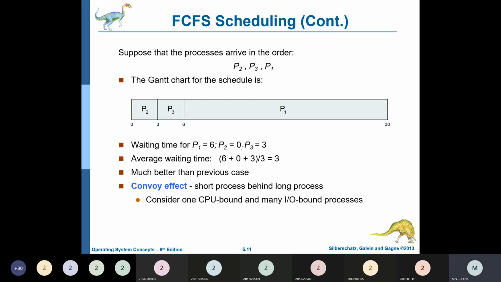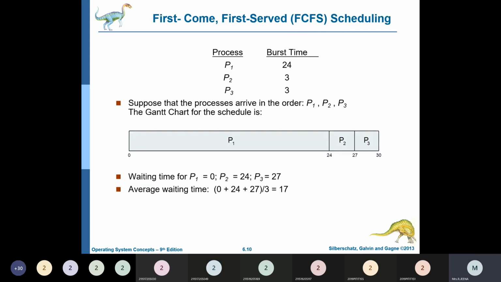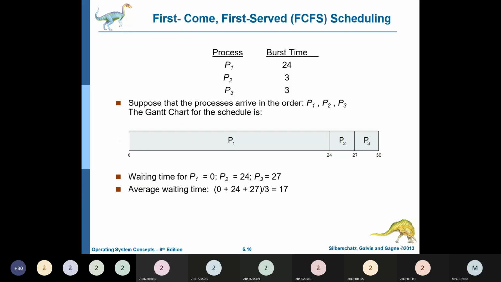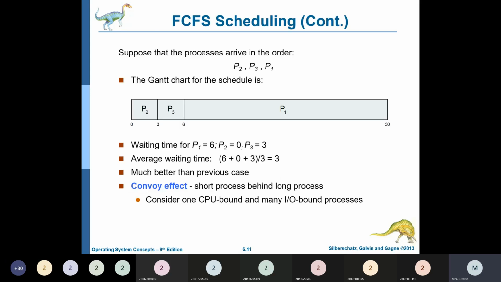Now compare the previous scenario and this scenario. The average waiting time has a major difference. At first we got 17 milliseconds, and now we got only 3, which is a very major difference. It indicates that in the first scenario, if it comes this way, we will have a longer waiting time, which will slow down the entire process. This slowing down of the entire process is called the convoy effect.